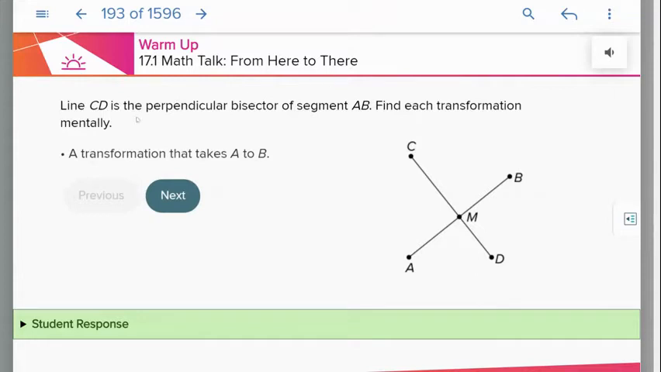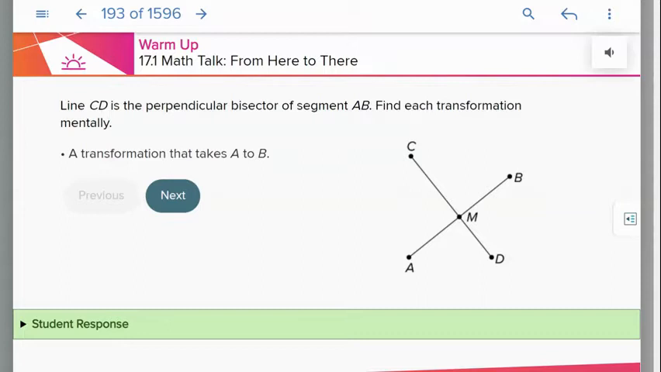Line CD is the perpendicular bisector of segment AB. Okay, what does that mean? Let's talk about it. If CD is a perpendicular bisector of segment AB, that means the length from A to M is going to be the same length as from B to M. So those two segments are the exact same length. M is in the middle. It's the midpoint between point A and point B.